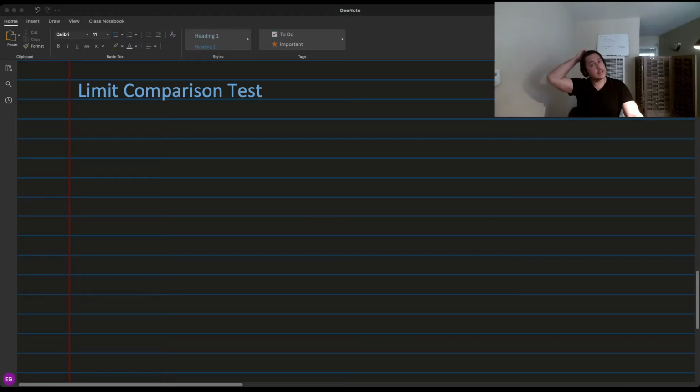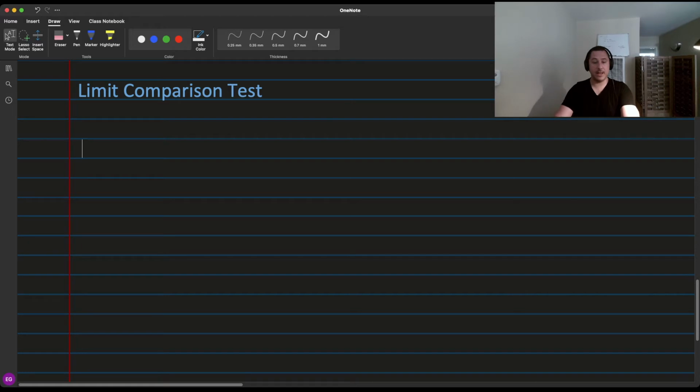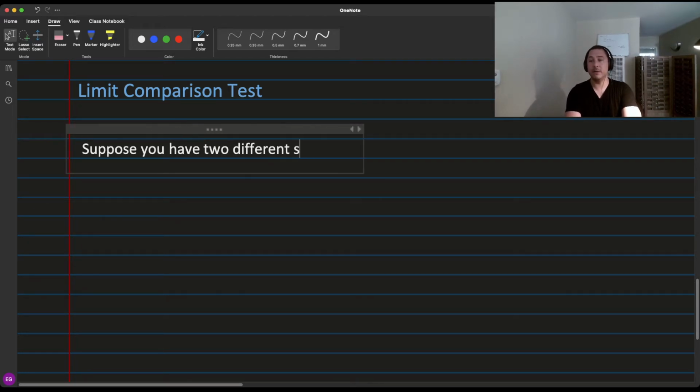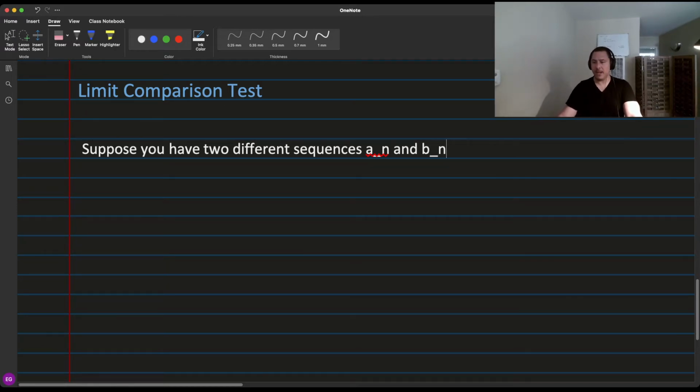So the comparison test worked by comparing the terms of the sequences that formed your series to figure out if the series will converge or diverge together. The limit comparison test works in a very similar way. So let's suppose that you have two different sequences, AN and BN.